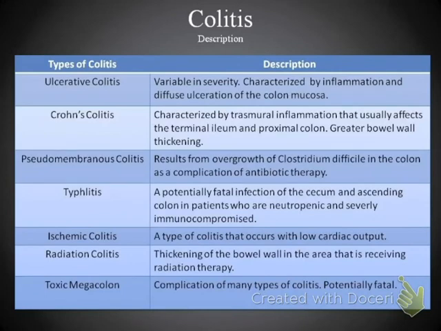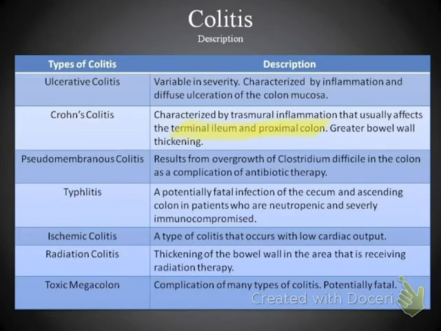We see that there are certain types of colitis. We have ulcerative colitis, Crohn's colitis, pseudomembranous colitis, typhlitis, ischemic colitis, radiation colitis, and toxic megacolon. We see ulcerative colitis is described as variable in severity, characterized by inflammation and diffuse ulceration of the colon mucosa. Crohn's colitis is characterized by transmural inflammation that usually affects the terminal ileum and proximal colon, greater bowel wall thickening. So keep that in mind. Crohn's colitis affects terminal ileum and proximal colon.